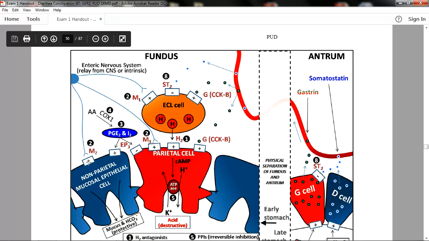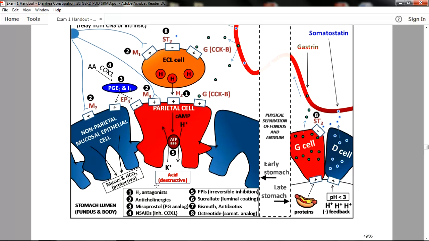This is a mucosal cell, and what we have is simultaneous stimulation of acid production. So we have stimulation of acid production on the parietal cell from acetylcholine. We simultaneously have production of mucus and bicarbonate from the mucosal cell. So what happens is, and I think it makes sense, the physiology is that we'll have simultaneous acid production and protection.